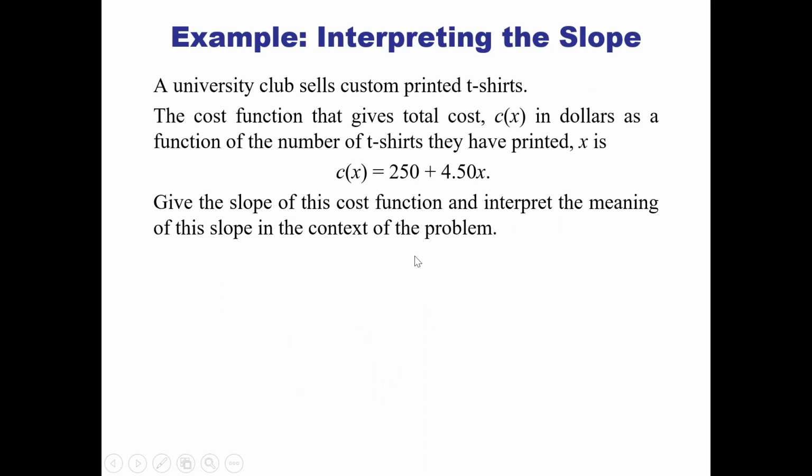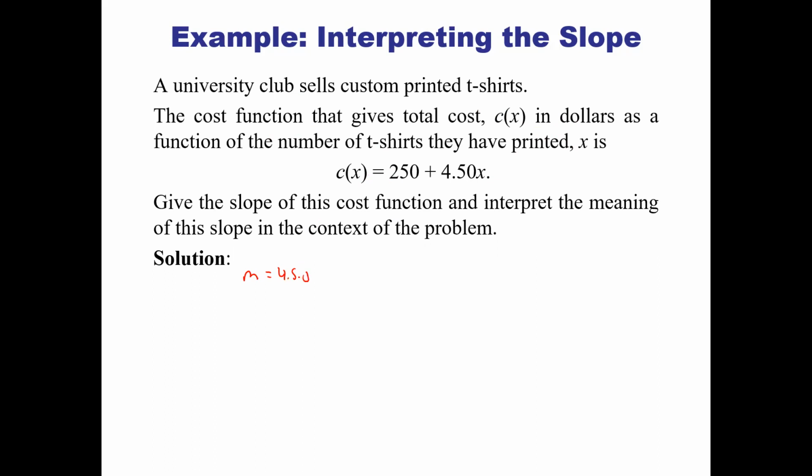Now, give the slope of this cost function and interpret the meaning of this slope in the context of the problem. All right, well, our slope, in this case, is equal to 4.50. And what does that mean? Well, in this case, the cost is in dollars as a function of the number of t-shirts. So t-shirts is going to be x.